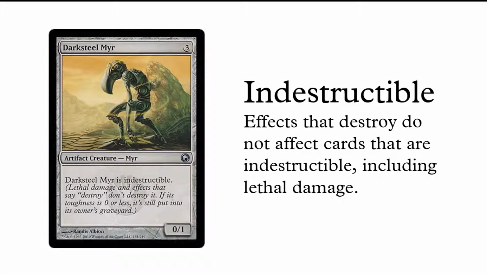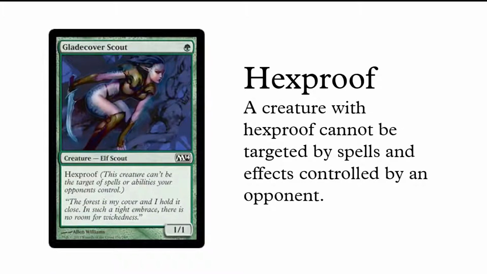Indestructible. Things that destroy can't affect cards with this keyword, including lethal damage. Hexproof. A creature with hexproof cannot be targeted by spells or effects controlled by an opponent. The predecessor to hexproof was known as Shroud, and that didn't allow you to target your own permanents either.